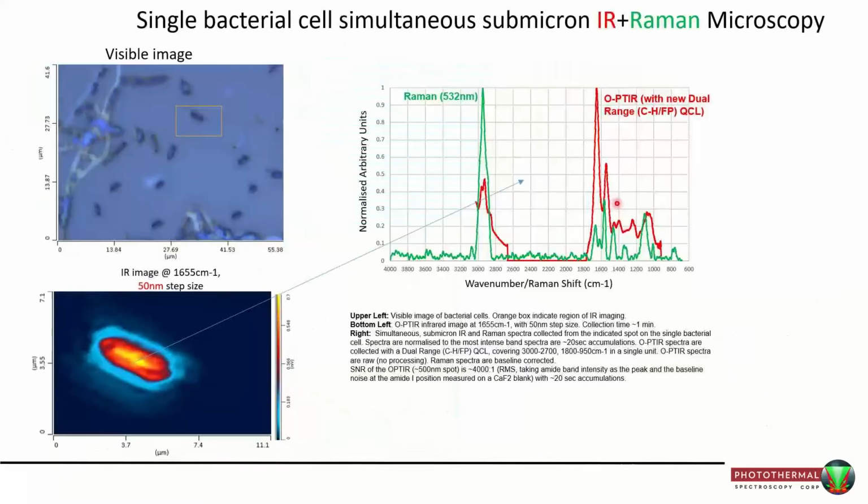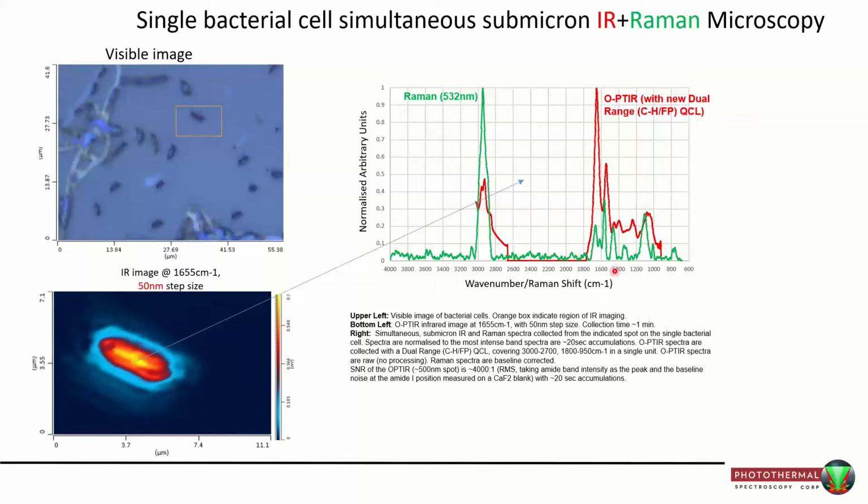And lastly, I'm going to show you here a simultaneous IR and Raman spectrum of, again, a single E. coli. These spectra are collected in about 20-second accumulations. So you can see already how IR is a lot more sensitive. It's much better SNR compared to Raman.